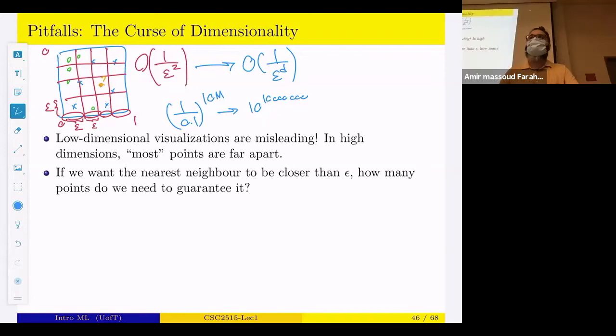So basically it means that if you want to use a method like KNN with high dimensional data points, you can't do much, at least based on this analysis. And this is called the curse of dimensionality. This basically says that learning in high dimension is going to be very difficult. Even dimension equal to 10 becomes already difficult.